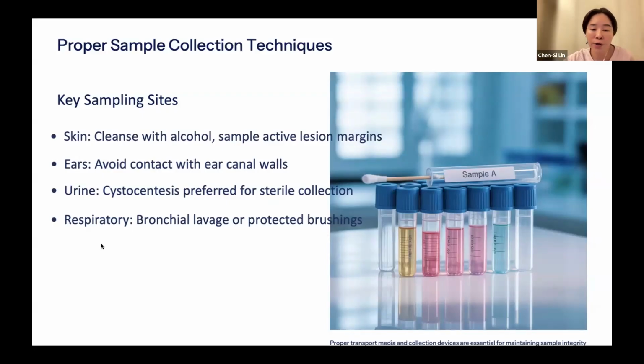Also the respiratory tract. If you suspect a lower airway infection, a bronchial lavage or a protected brushing is far better than a simple oral swab, right? Because if it is a lower airway infection, not the upper airway, we may need to perform a bronchial lavage. These techniques minimize contamination from the mouth and give us a much cleaner picture of what's happening in the lungs. So the key message here is that good culture results come from good sampling. If we take care at these steps, we save time, avoid mistakes, and provide much better care of our patients.